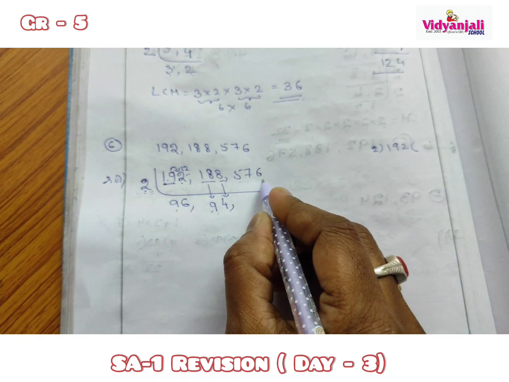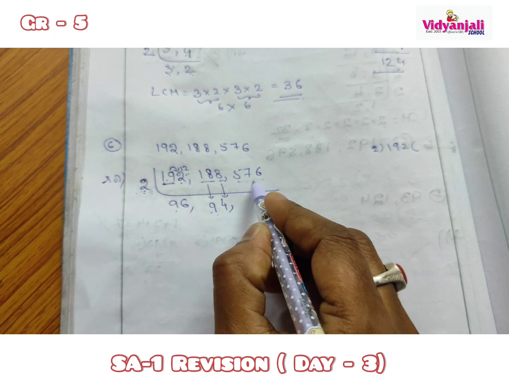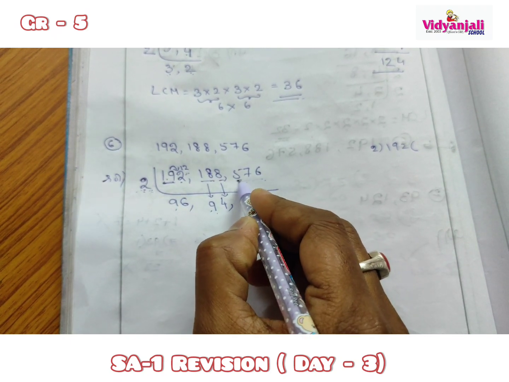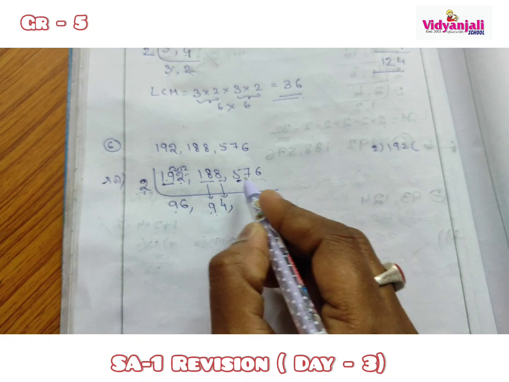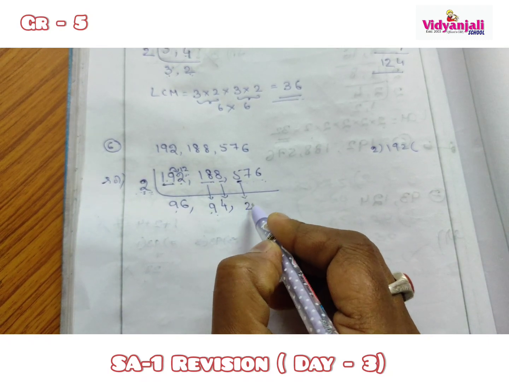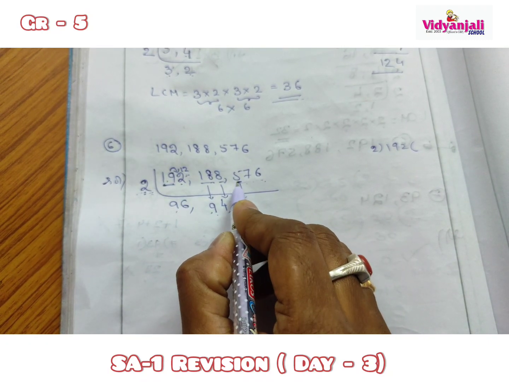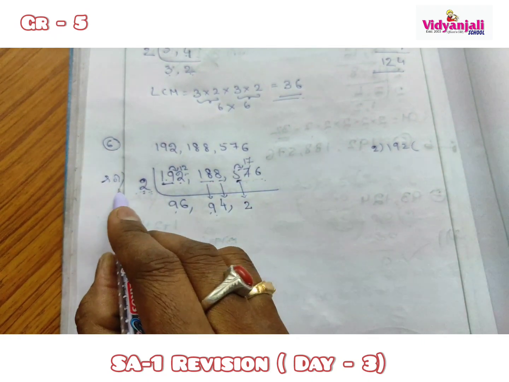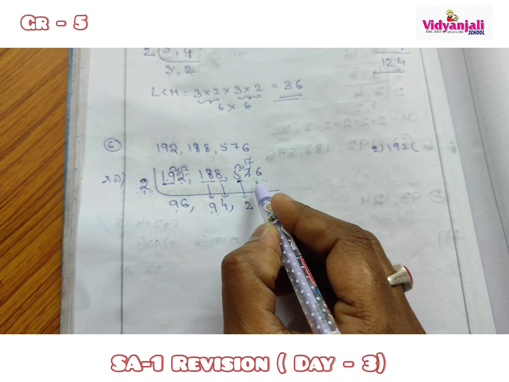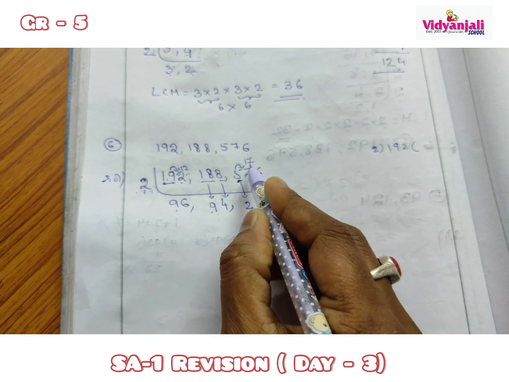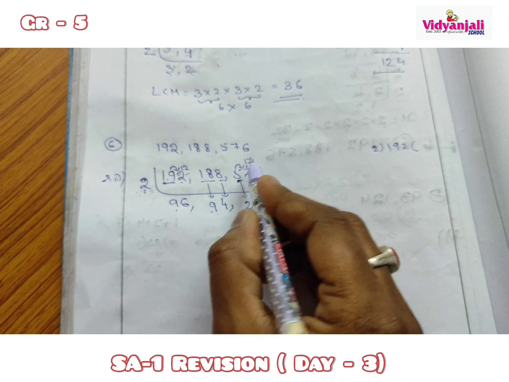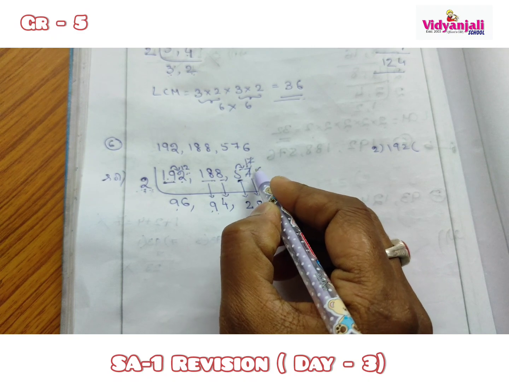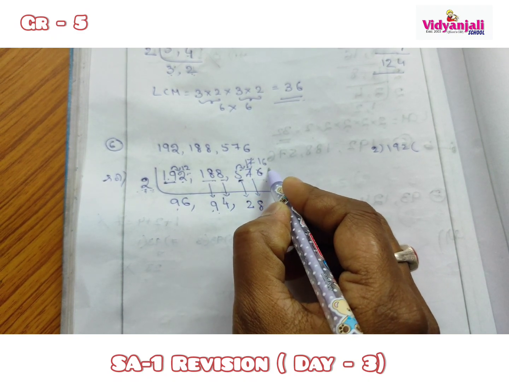Next 576. In the 2 table, how many times is 576? Let's check digit after digit. In the 2 table, 2 2s are 4. Still here 1 is left. If you give that 1 to the next digit, it becomes 17. Then in the 2 table, how many times is near to 17? 2 8s are 16. Still 1 is left. That 1 you have to give to the next digit, which becomes 16.